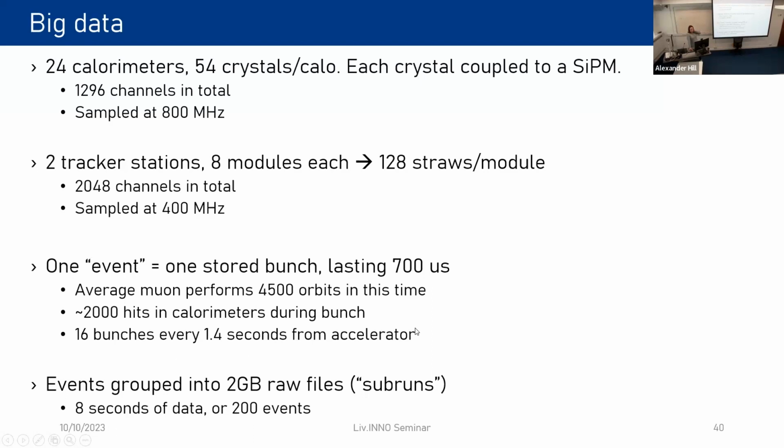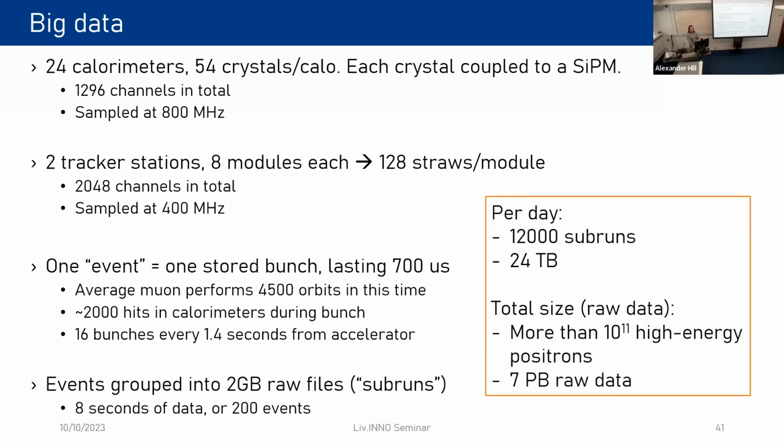from the accelerator. So these are just some stats for you, but it basically means that once we group all of the data from all of these systems, what we need to collect is 2 gigabytes every 8 seconds, basically. So that's the rate of data that we're collecting. Per day, we're taking 12,000 subruns, a total of 24 terabytes.